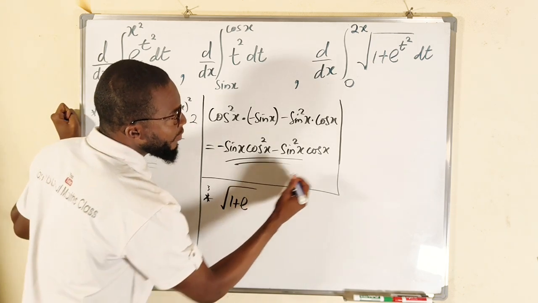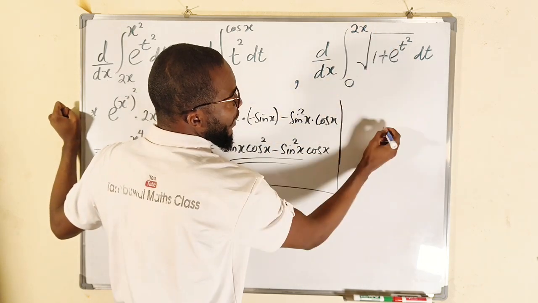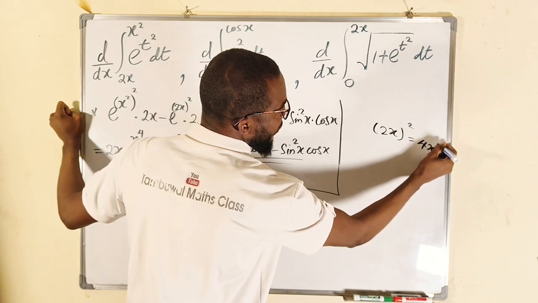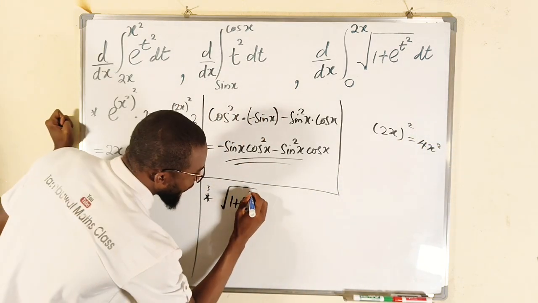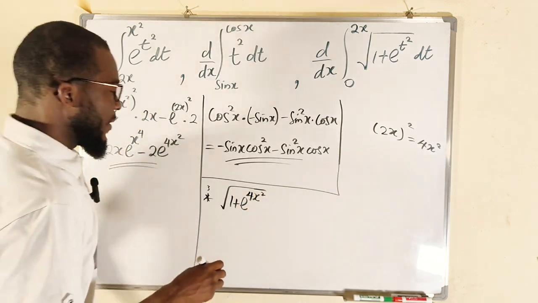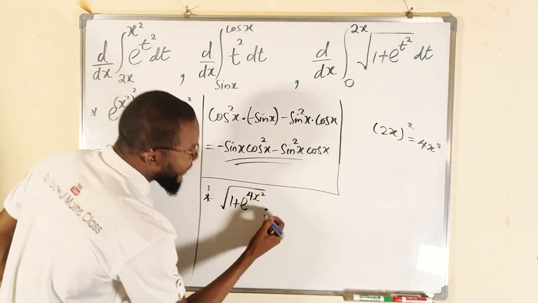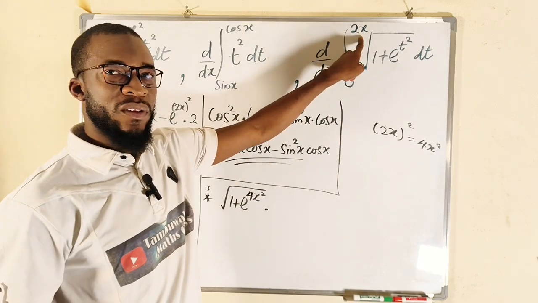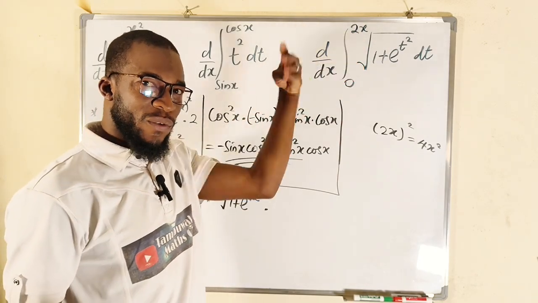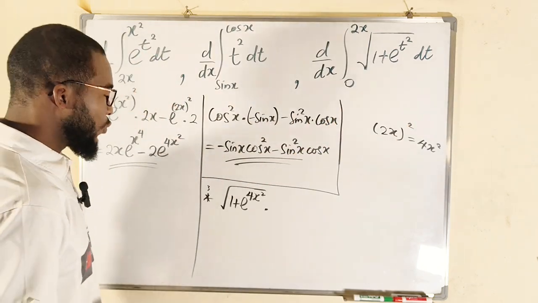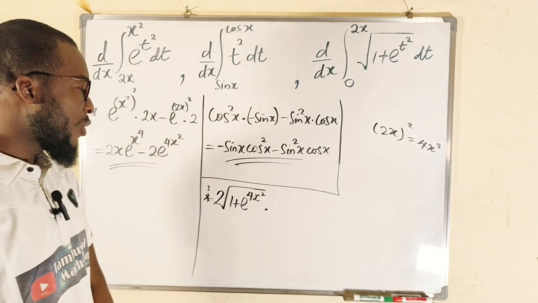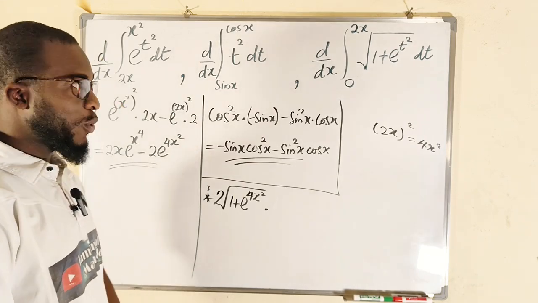Should I expand it directly? Because if t is 2x, you see 2x whole squared will give us 4x squared. So I can write it directly here as 4x squared. Then you multiply by its derivative. The derivative of the top is what? 2x. Sorry, 2. Because the function is 2x, if you differentiate it, you get 2. So I can bring the 2 to the back here: 2 multiplied by the square root of 1 plus e to the 4x squared.